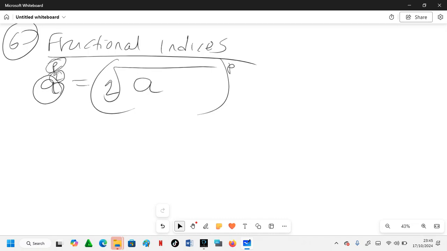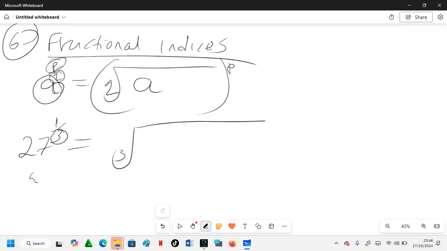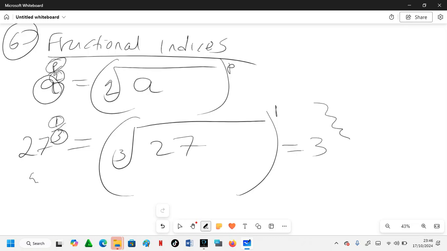Let's put it in a more realistic numerical example, so that it becomes a little bit easier. If we are looking for 27 to the power of a third, I'm saying this one is the root there, and then you put 27 there. And then the 1, you don't have to write it there, okay? So it's the cube root of 27, which is 3, okay?